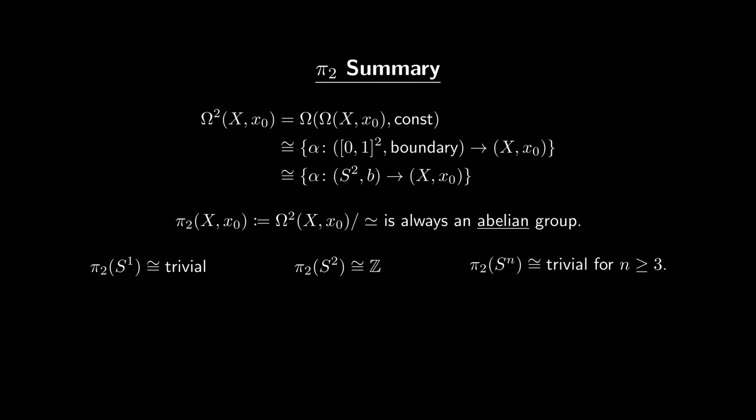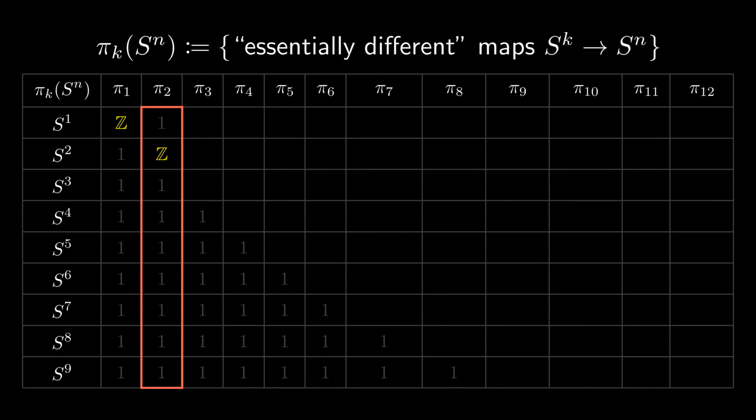So pi 2 seems like it might be doing a good job of detecting these Swiss cheese style holes, or spheres that aren't filled in. With 2 copies of the sphere, we get 2 copies of Z, so that'll still make sense. But since pi 2 couldn't detect whatever was going on with S3, we'll need to move on to pi 3.